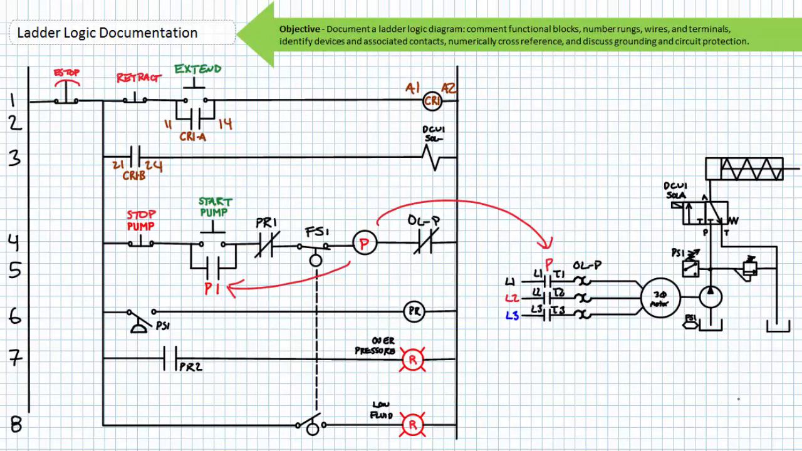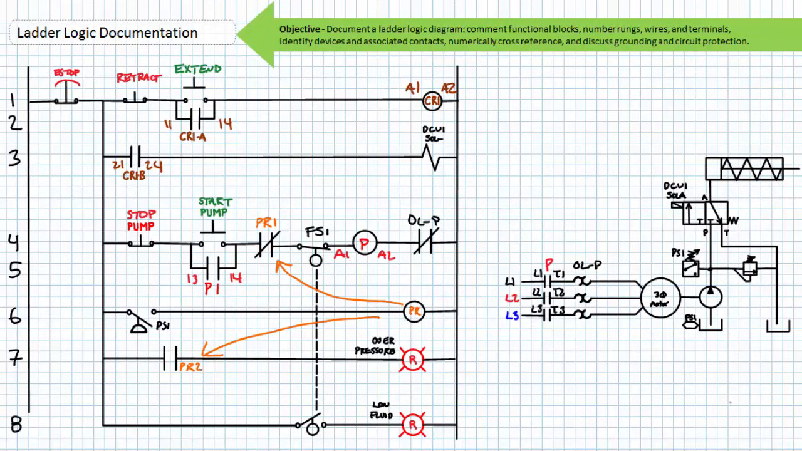Now that we've properly identified a device, we can number the terminals of the P contactor and its associated contacts. The coil terminals are A1 and A2. Since P1 is the first auxiliary contact associated with the P contactor, the first digit is 1 for both sides. Since this is a normally open contact, the second digits are 3, 4. Therefore, the terminal numbers are 1, 3, 1, 4. The primary contacts are given their proper L to T numbering.